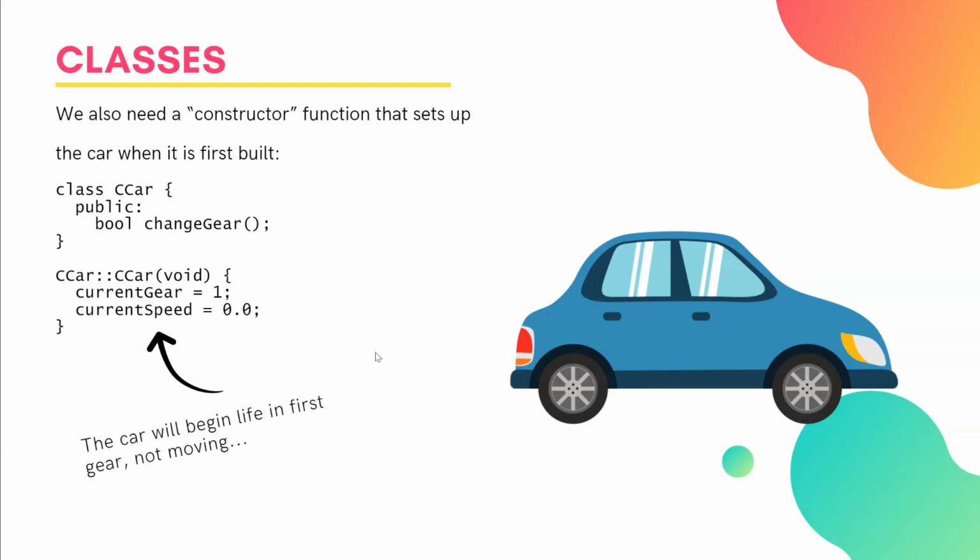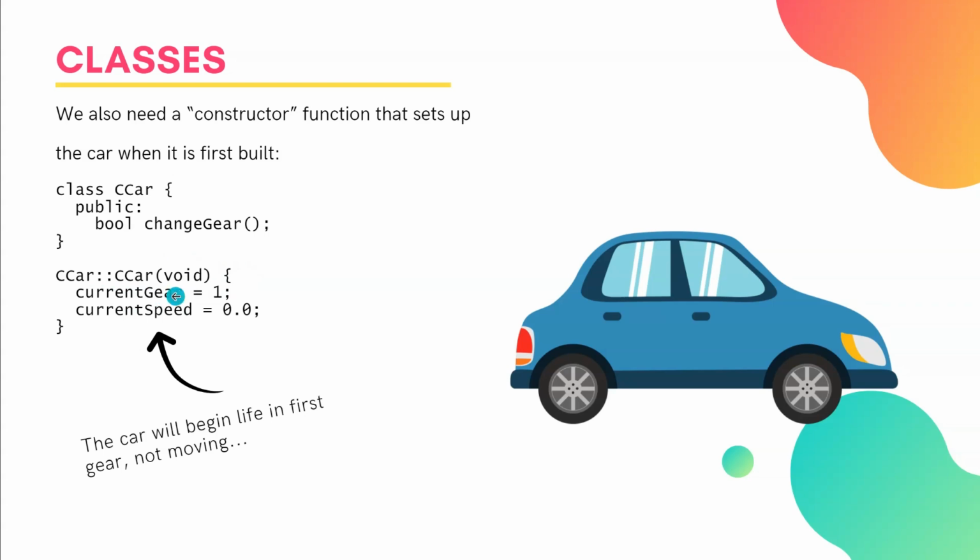We also need a constructor function. So we have a blueprint, and when we go to create one of our cars from the blueprint, we need a function that tells the computer how to build that car. What will be the initial variables, the values of those variables that we need. So here we create a function like we did before, but the function has the same name as the class, and that tells the system it's a constructor. We put void in here because we're not putting any inputs, and then we're going to curly brackets again.